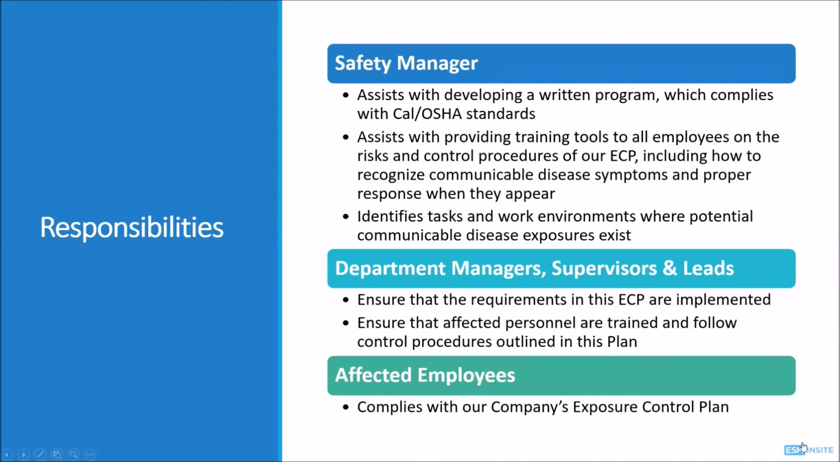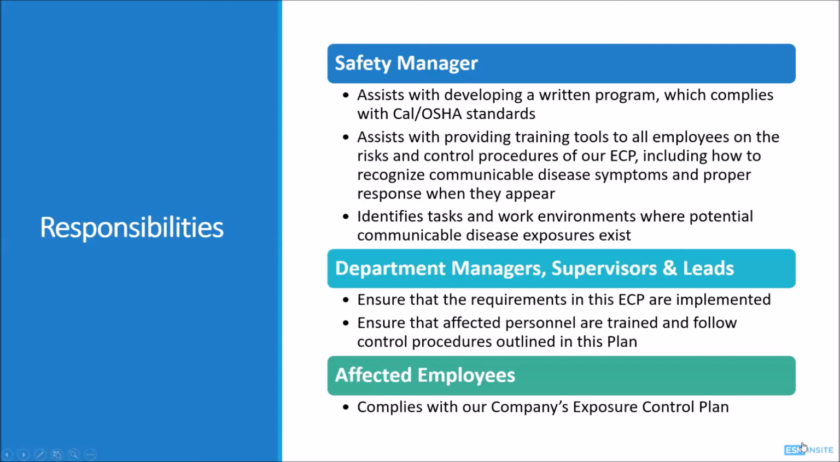Now, what are the responsibilities throughout the organization? And this relates back to element number 1 within your injury and illness prevention program, which is assignment of responsibilities. And at the top here, we have the safety manager. Could be your safety coordinator, safety director, environmental health and safety manager, whatever the name of that individual is. They're going to be assisting with developing this program, ensure that it complies with Cal OSHA standards, and then providing the tools to all of the employees to mitigate the exposure. They'll be helping to train the managers and the supervisors, and then those managers and supervisors will be training their subordinates or the frontline staff.